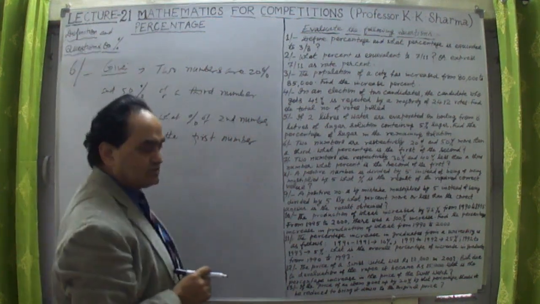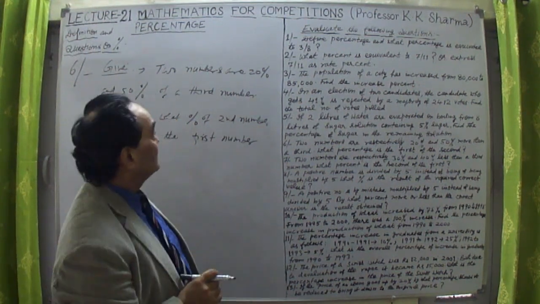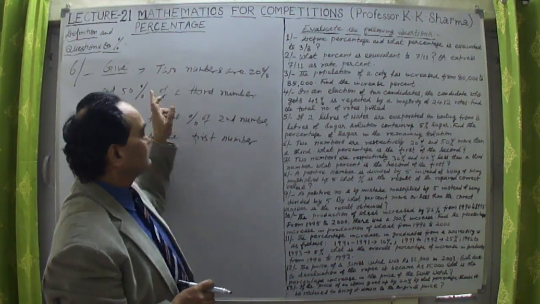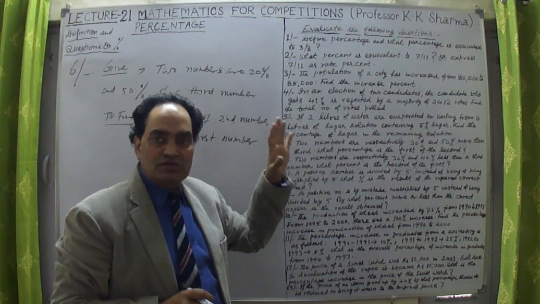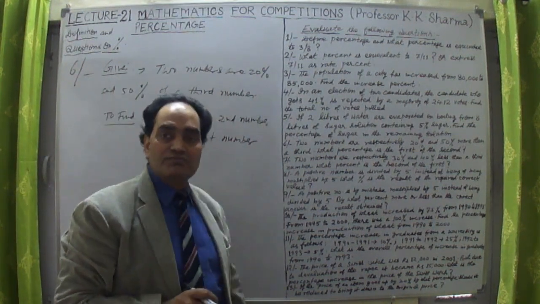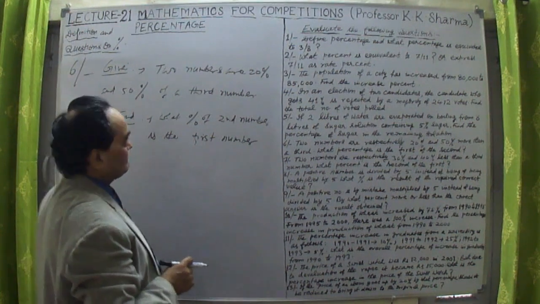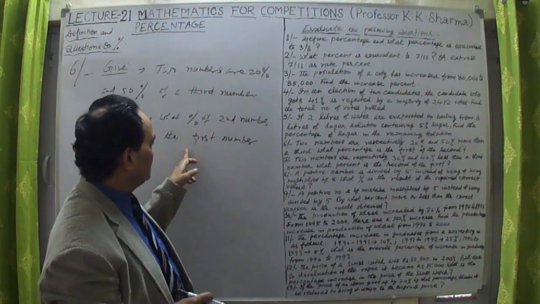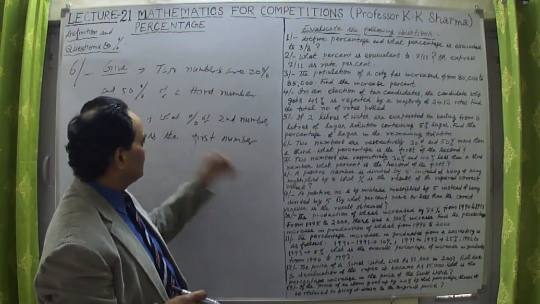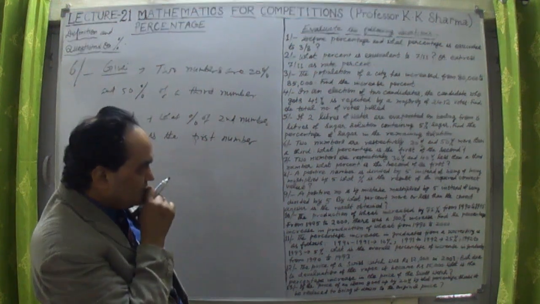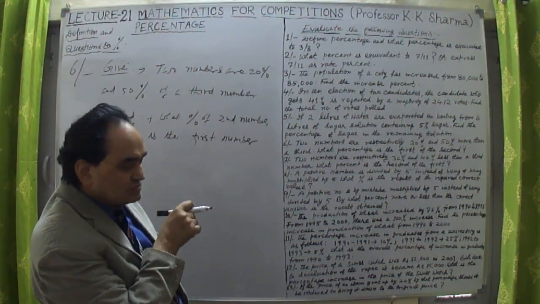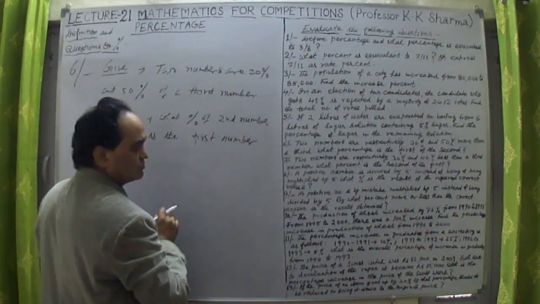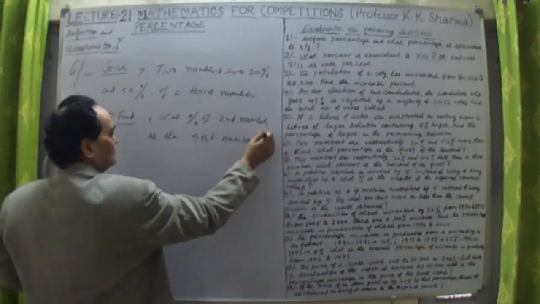If I take the third number as 100, suppose, then the first number is 20% more than the third number, that means 120, and the second number is 150. First is 120, second is 150, right? Now it says, what percent of the second number is the first? No problem, same thing. This we have to find out here.